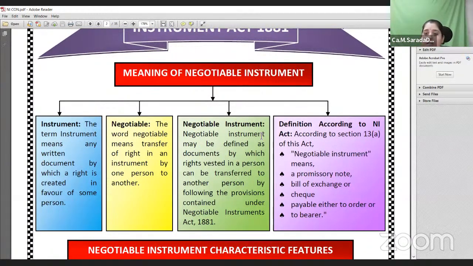The rupee, the money, the currency, the coins and notes which are printed by the RBI, you cannot call them a negotiable instrument.